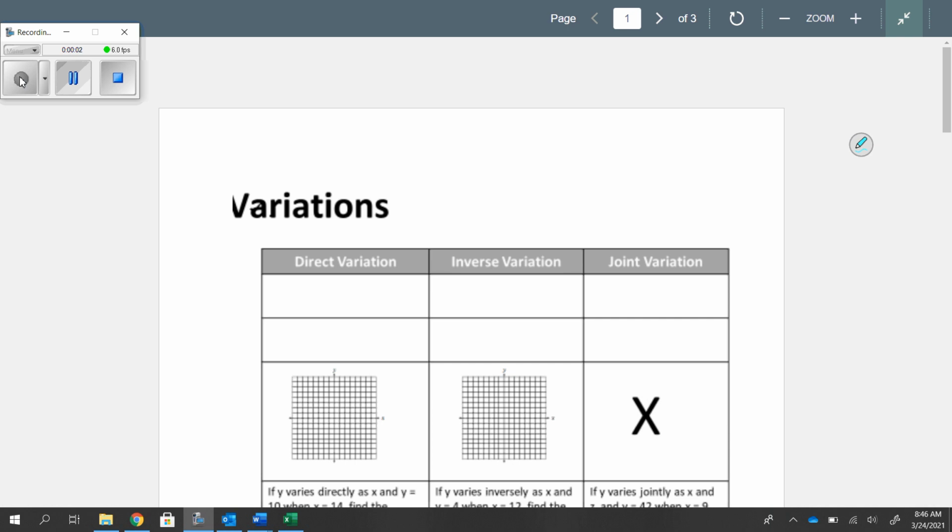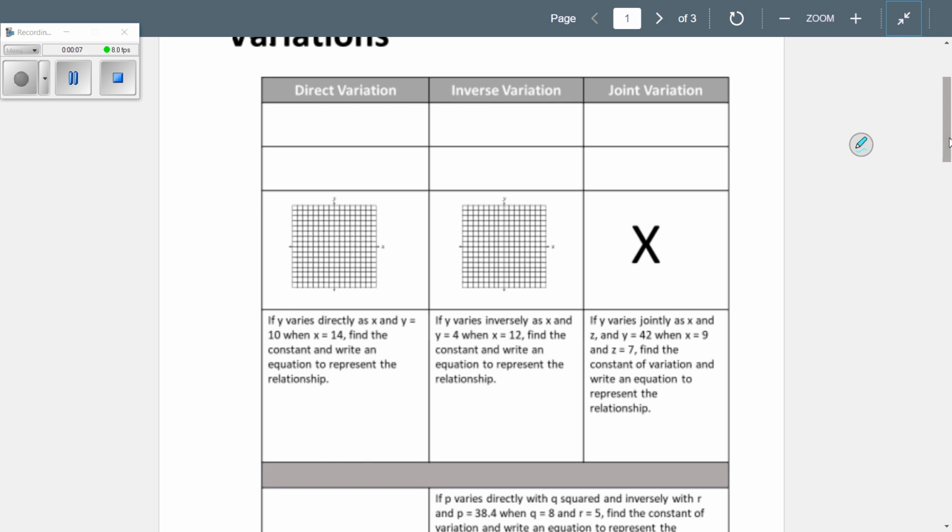Alright, today we are continuing variations, and we're just going to go a little bit more in depth. Alright, so the first three boxes are going to be the formula. This one is going to be an example. Alright, and then we'll move on.